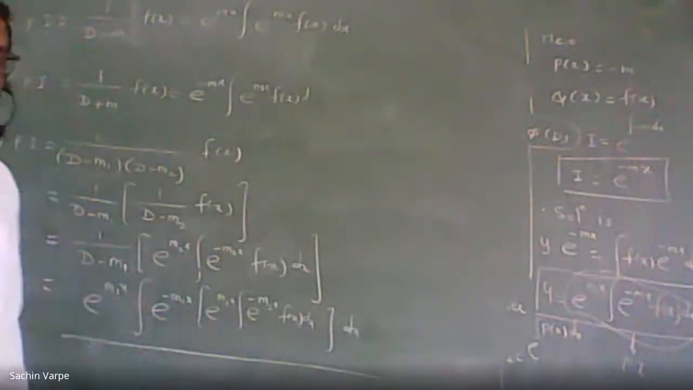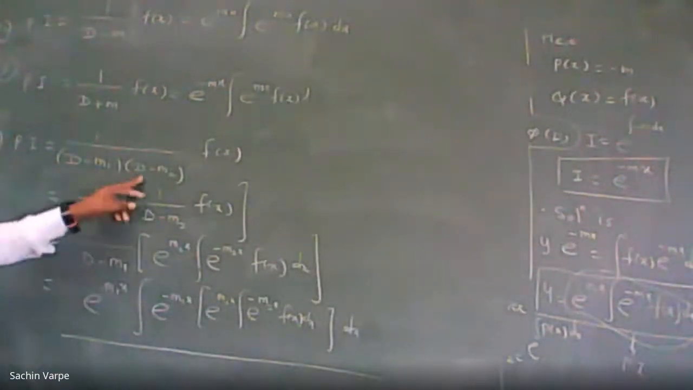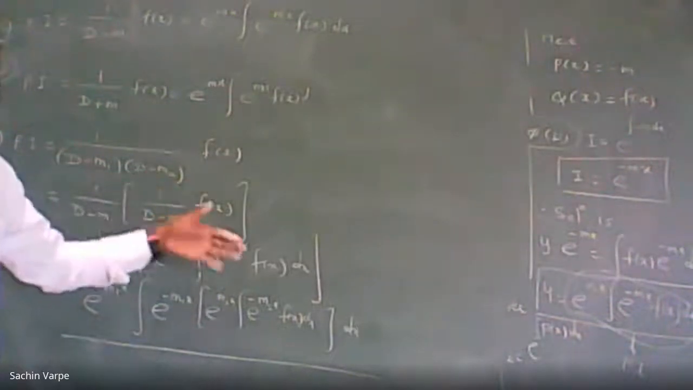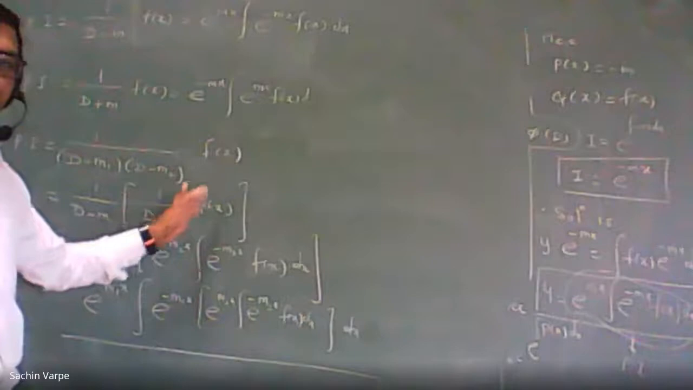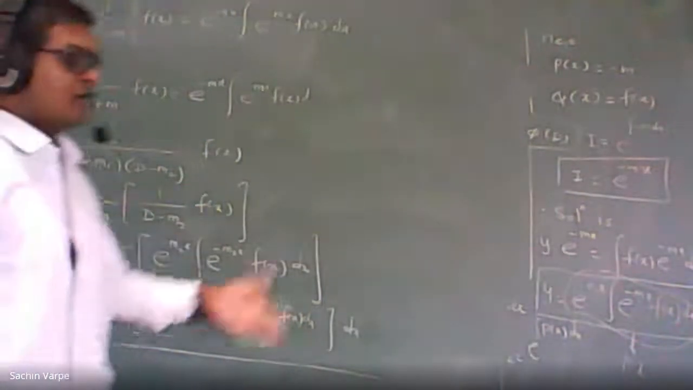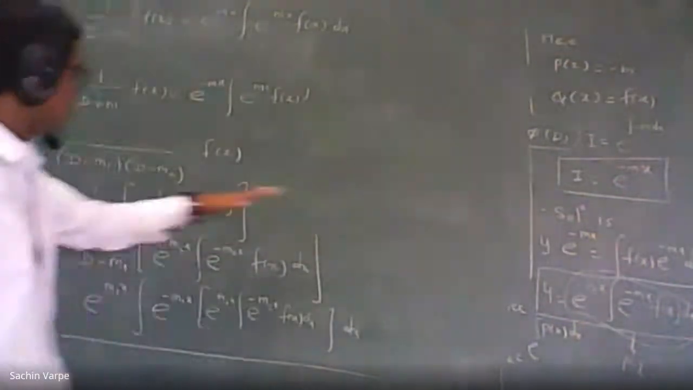Any doubt? So this is the formula in case of roots more than one or second order, and a similar thing we have to follow in higher orders, third order, fourth order, and so on. Any doubt with the formula? Please ask.